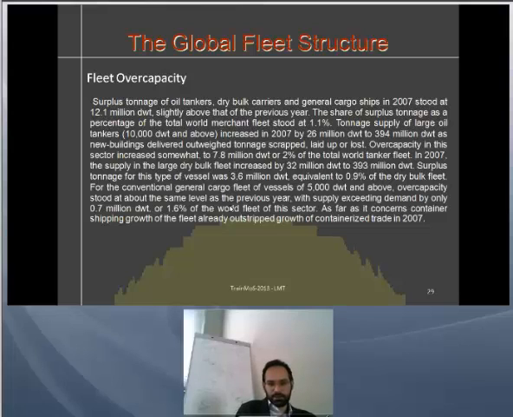The same applies as far as container shipping growth is concerned. It outstripped the growth of containerized trade, and overcapacity came during 2007. However, demand from trading in the container market came back after 2007, and the overcapacity stood at much lower levels than before.